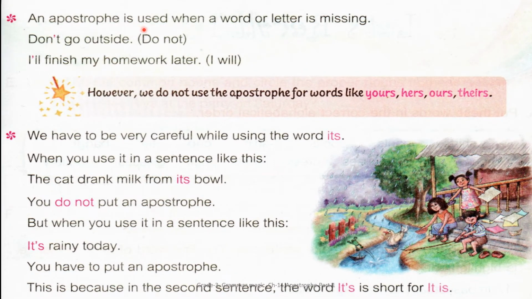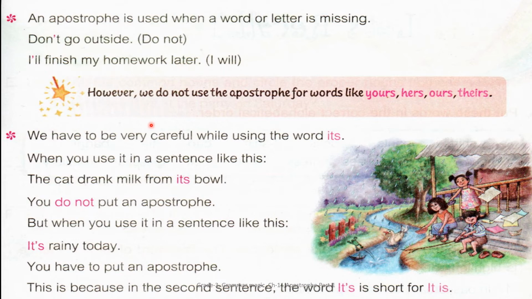An apostrophe is used when a word or letter is missing. As I said earlier, children, we use an apostrophe when a word or a letter is missing. For example, do not go outside. Can you see do and apostrophe T? So n't means not. Do not go outside. I'll: what is it? The apostrophe is given here, so it indicates I will finish my homework later.